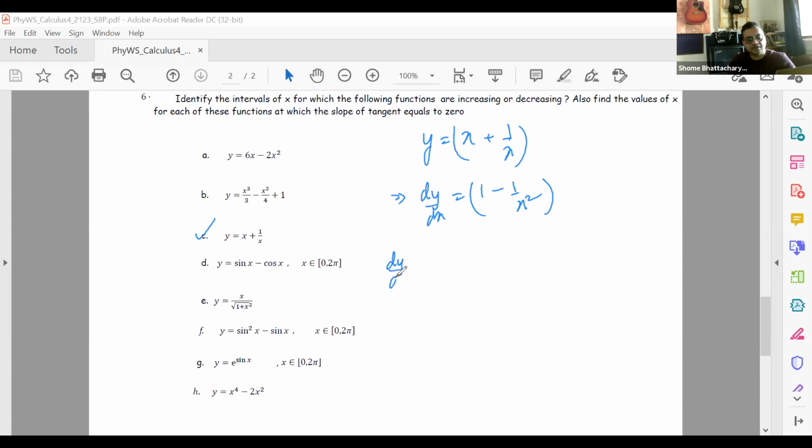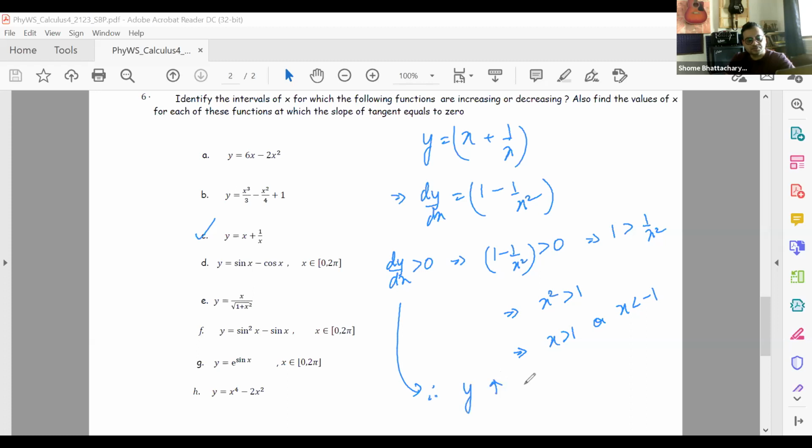Now dy by dx is greater than 0 means 1 minus 1 by x square is greater than 0. Here we need not solve it and factorize. We can do it in a simpler manner: 1 is greater than 1 by x square, which means x square should be greater than 1. We understand what that means: x is greater than 1 or x is less than minus 1. So y is increasing with respect to x for x belonging to the interval minus infinity to minus 1 union 1 to infinity. These are the two intervals in which the function is increasing.